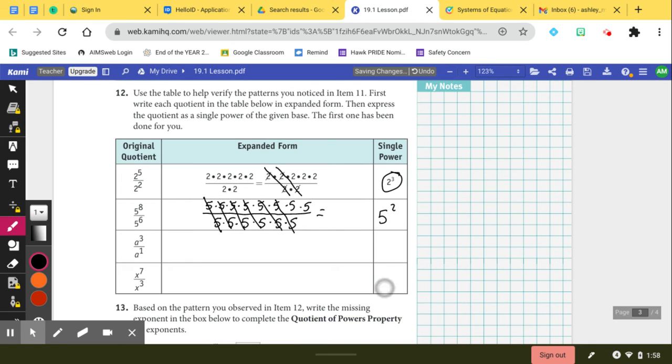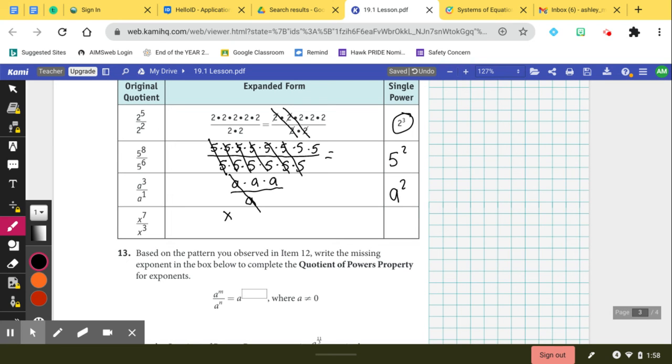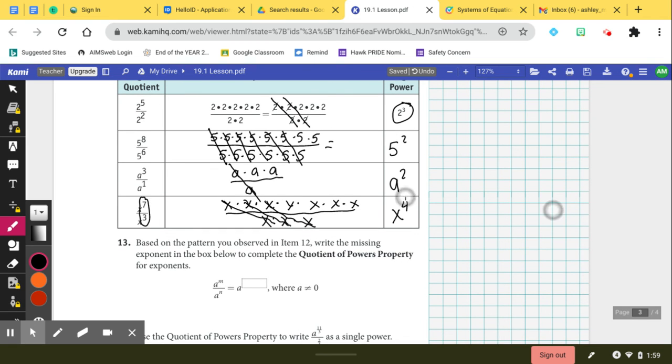I can do this with my variables too. A times A times A times A over A times A times A, anything divided by itself is 1, so we're left with A squared. Same with my x's. X times X times X times X times X times X times X over X times X times X. Anything divided by itself is 1, so we're left with X to the 4th. So what's happening between my exponents in my division is that we're subtracting them.